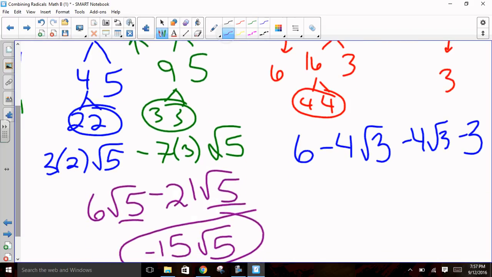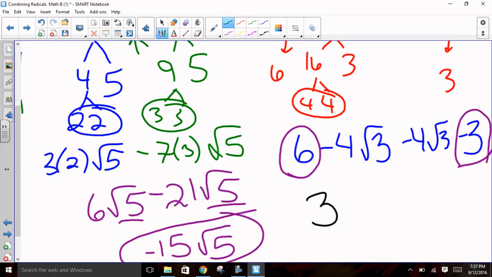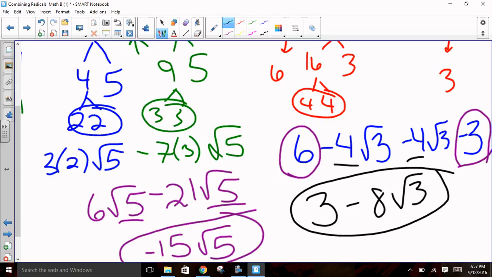So I'm going to take a look at finding the same stuff. So I'm going to look for 6 and negative 3. Those are my like terms. So I can go ahead and do the operation I see. They're on the same side. So 6 minus 3 gives me 3. Negative 4 minus 4 more is negative 8. Square root of 3 comes and hangs along. Cannot combine those two anymore. That is my final answer.